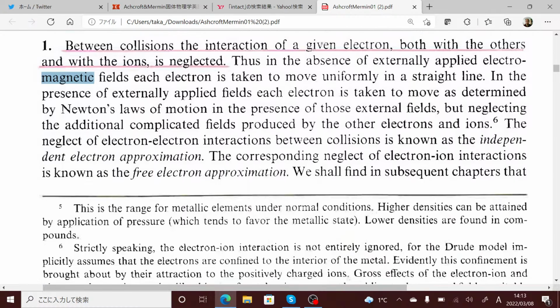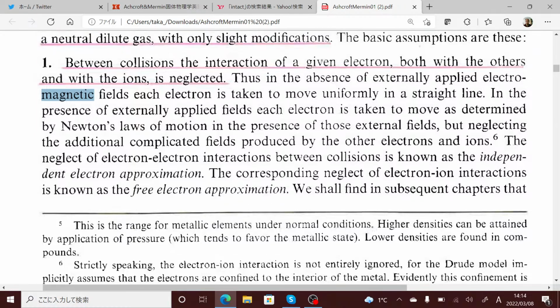Footnote 5. This is a range for metallic elements under normal conditions. Higher densities can be attained by application of pressure, which tends to favor the metallic states. Lower densities are found in compounds.